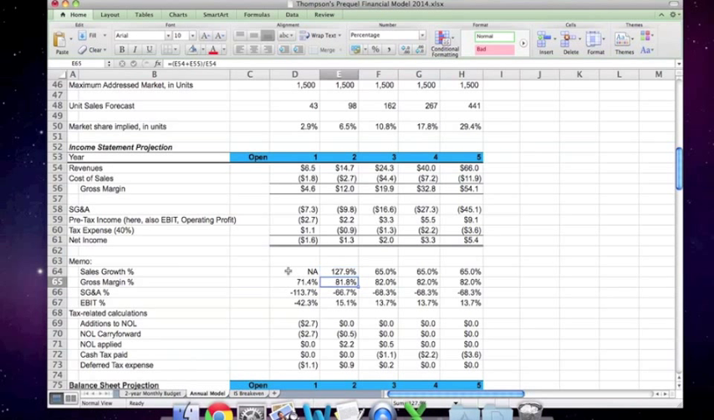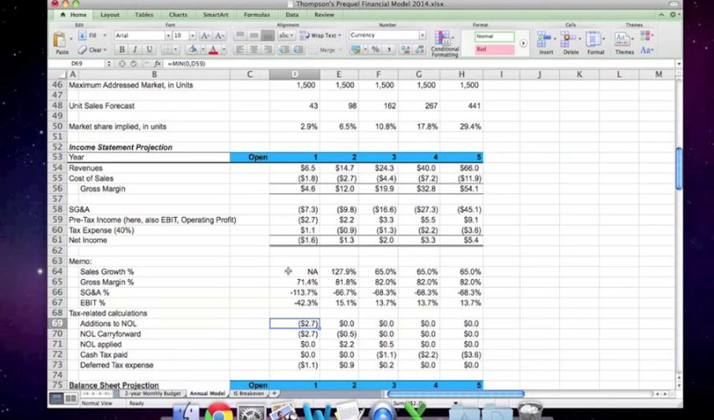Gross margin, which is 71% in the first year, grows to 81% in the second year, and then stays about that range going forward. I'll let you look at the SG&A and EBIT numbers as well, but you can see the EBIT margin, or the operating profit, or the pre-tax income, all of which are equivalent here because we don't have interest expense, tapers off at about 13%.